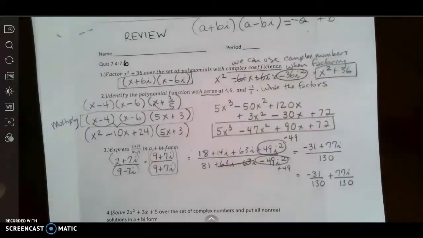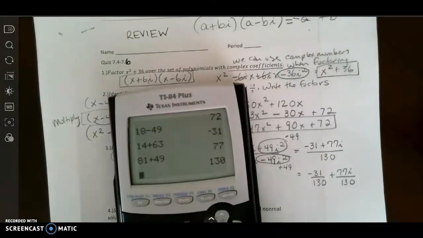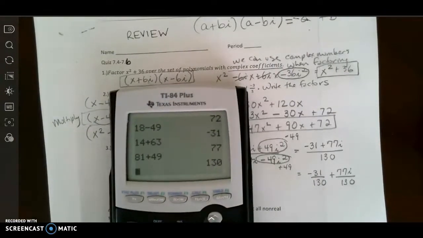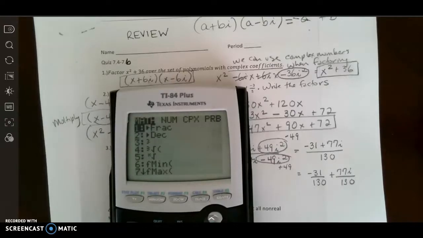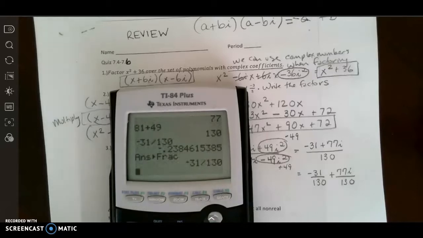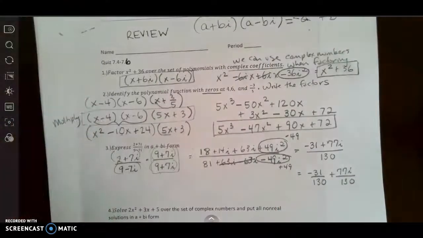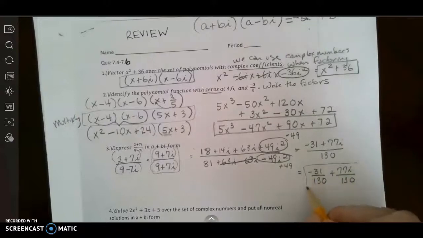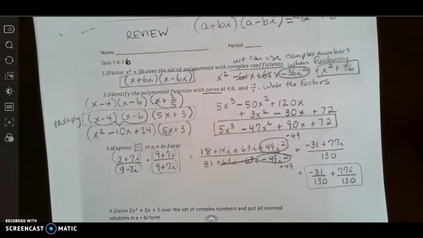And I'm going to use my calculator to make sure that my fractions are reduced. Negative 31 divided by 130. Math, enter, enter. That one cannot be reduced. Let's try 77 divided by 130. Math, enter, enter. That one also cannot be reduced. So there is my final answer.